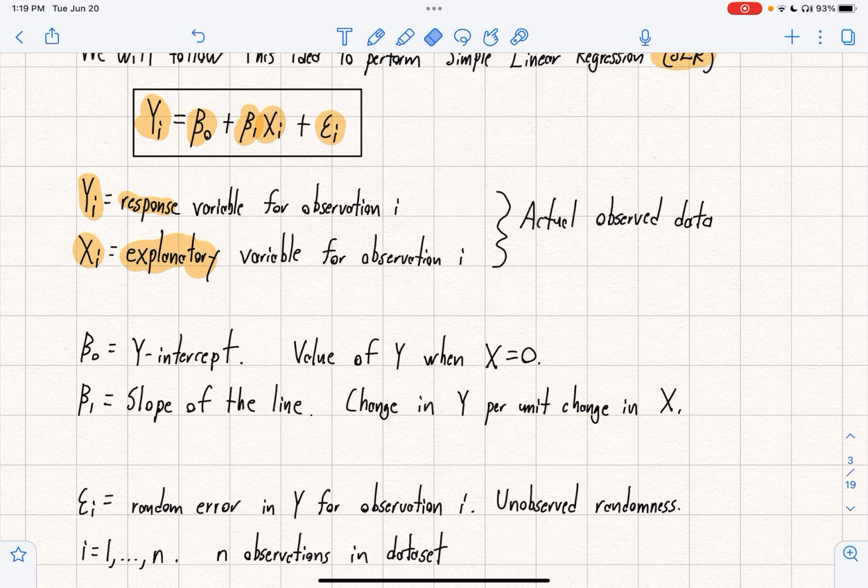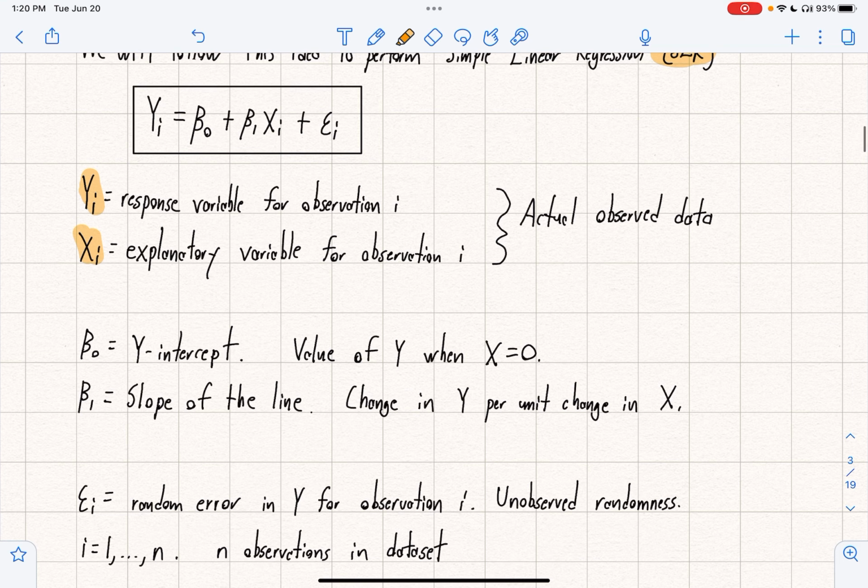So recall that we want to explain values of y using x. Okay, so can we explain y with x? Those are our actual data values. But then there are things we're going to need to estimate, those being the slope and the intercept. So beta naught, or sorry, beta 0 is the y-intercept.